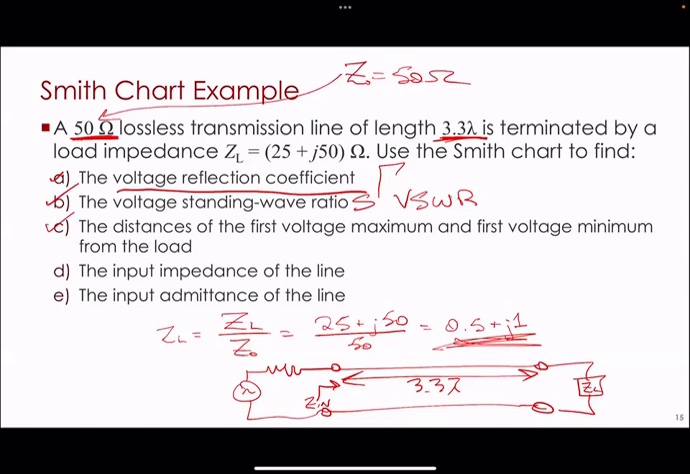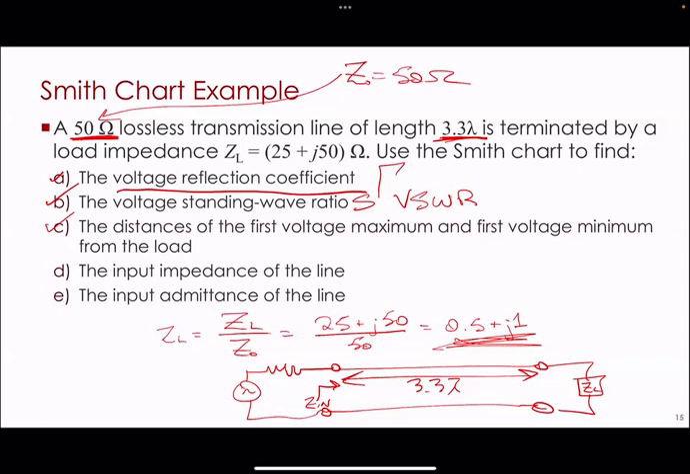So we're moving along our transmission line, right? If we start at the load at our ZL point, we go wavelengths toward the generator. Exactly. Going back 3.3 lambda really means going toward the generator 3.3 lambda, which really means going around your circle 3.3 lambda.